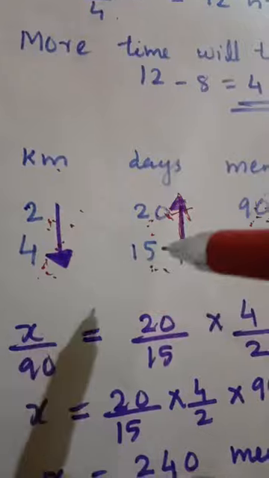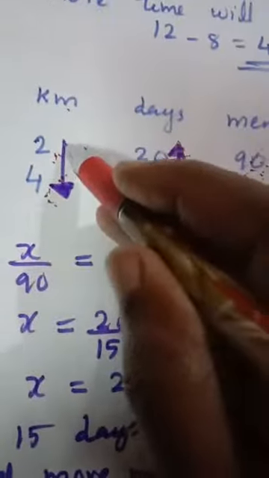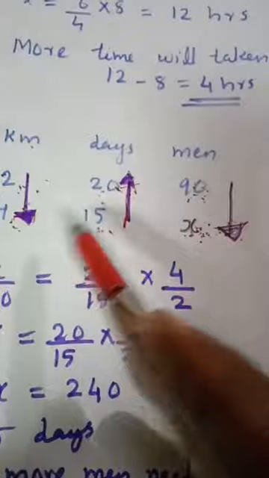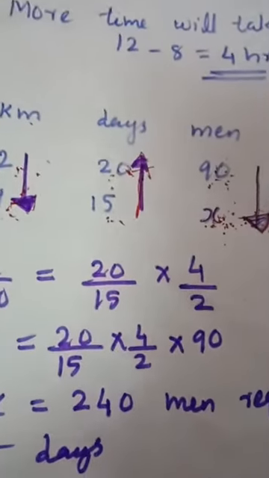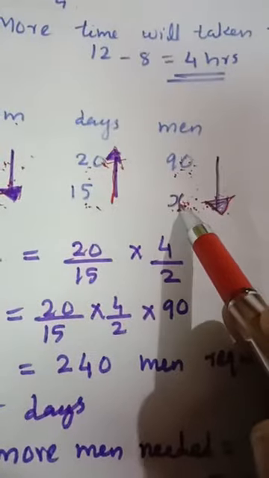So direct variation. So this arrow should be downward. Direct, you know. So this also should be in the same position as this. Same position, because both are direct. Now compare. This one we want to find, so x you should write first.